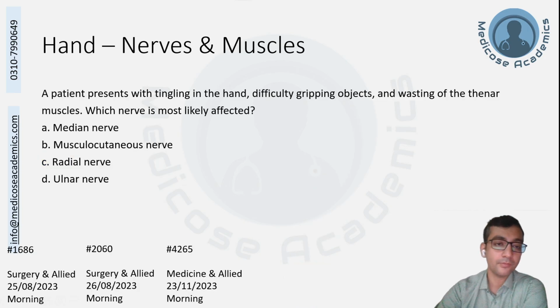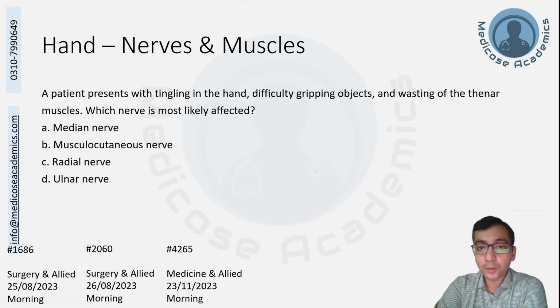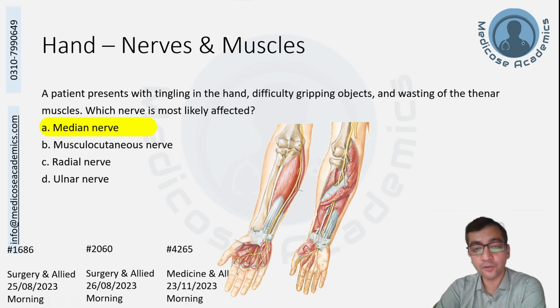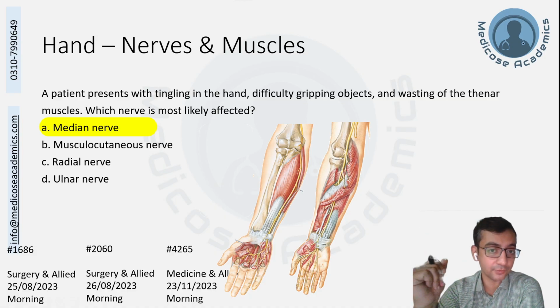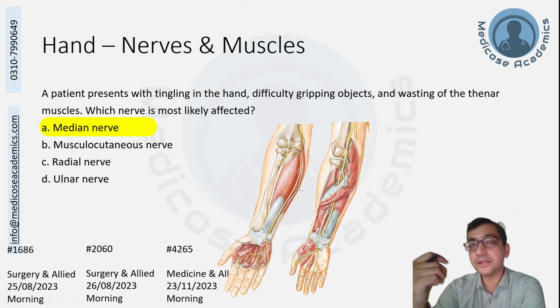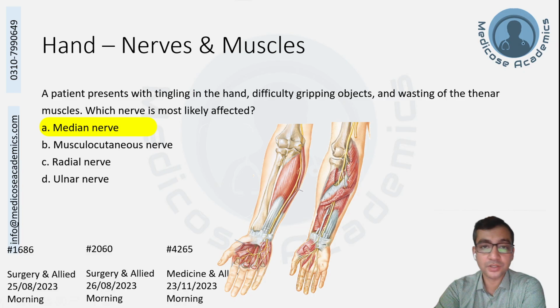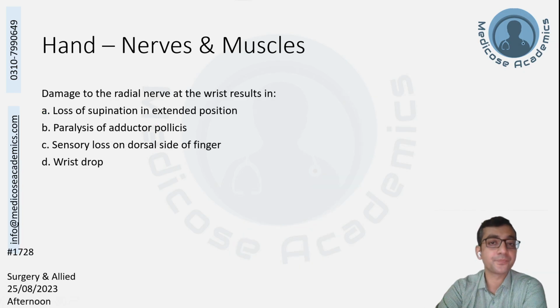A patient presents with a tingling of hand, difficulty in gripping the objects, wasting of thenar muscles. Which nerve is most likely affected? The affected nerve will be median nerve. As you can see, median nerve damage leads to the loss of thenar eminence. It leads to the loss of flexor digitorum superficialis and half of profundus. That leads to the loss of finger flexion, and it leads to the loss of opposition that can help in the gripping. So all of these losses lead to loss of gripping.